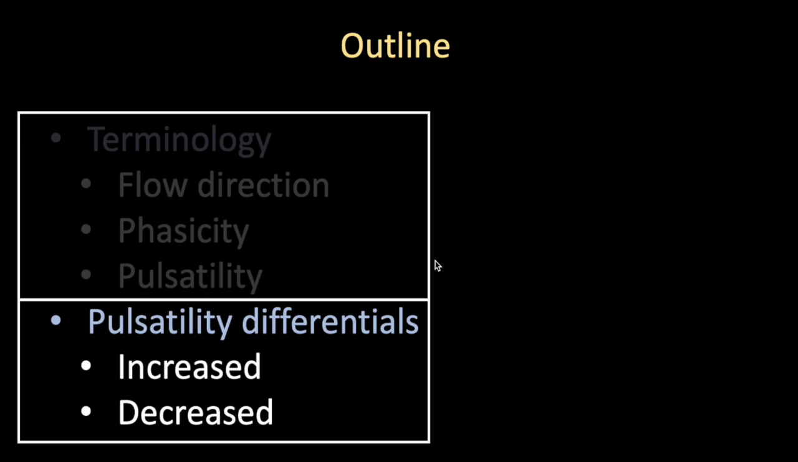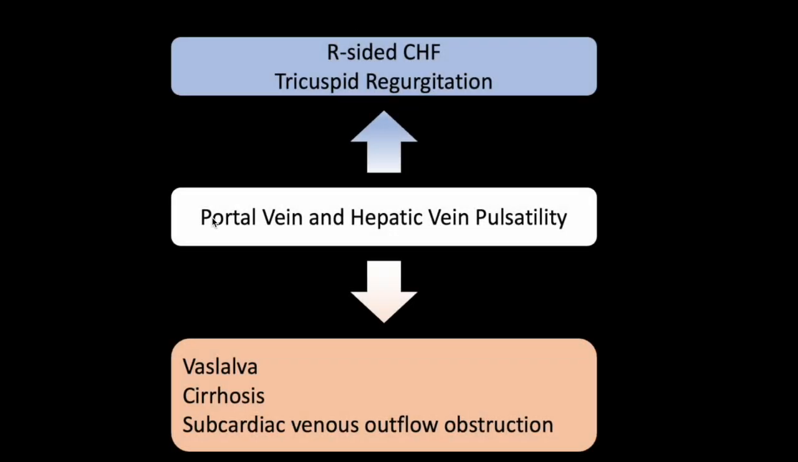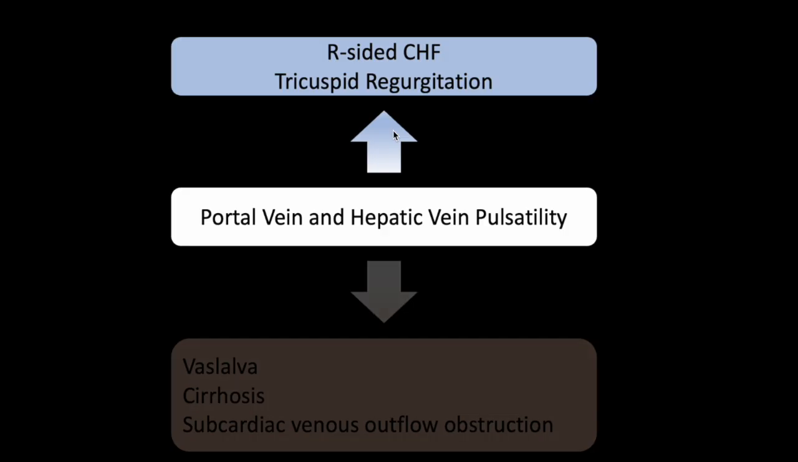So now that we have an understanding of pulsatility, let's look at the differentials for increased pulsatility and decreased pulsatility. So here we can see that the portal vein and hepatic vein pulsatility here can either increase and gives us a differential diagnosis, or can show decreased pulsatility and gives us a different differential diagnosis. So let's start with the increased pulsatility here and look at the differential for that. So with increased pulsatility, one of the things we think about is right-sided congestive heart failure.